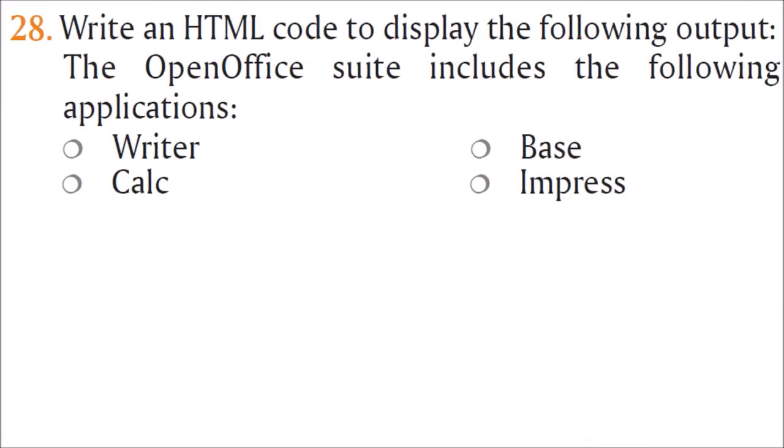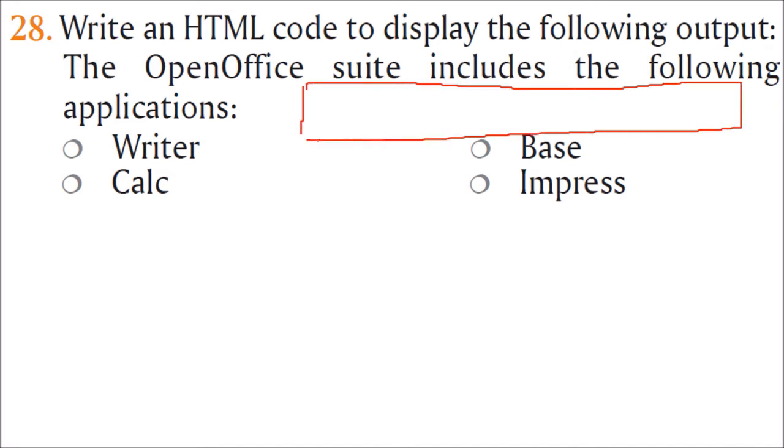Write an HTML code to display the following output. The OpenOffice suite includes the following applications. For that, let me tell you again, we have already done this type of question. So this we need to do in the form of a table. So this has to be a table, and in this table we'll make 2 rows, first for this, second for this.